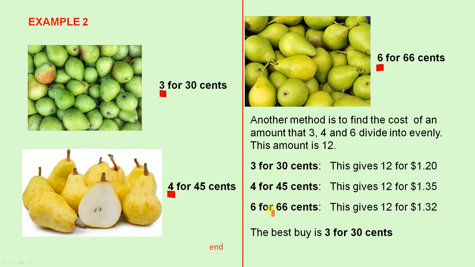So for the third advertisement, that's an easy one. 6 for 66 cents, this gives 12 for $1.32. So we have 12 for $1.20, we have 12 for $1.35, and 12 for $1.32. So this one here is the cheapest, because for every 12 it only costs $1.20, so that's 3 for 30 cents. So that advertisement there gives you the best value.